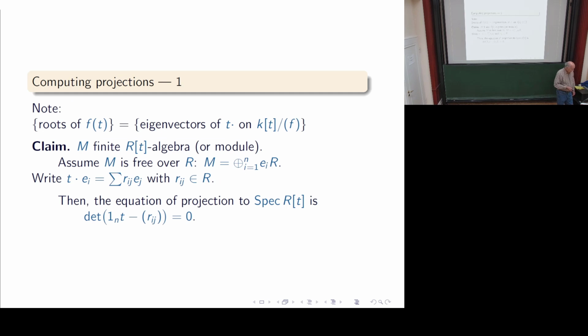So now let's see. Of course, I just say let's take the projection and then let's take the scheme theoretic image. But for instance, if you look at Hartshorne, then it doesn't say at all how you could compute this.